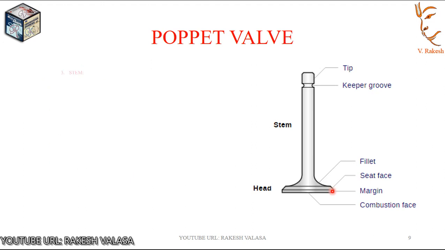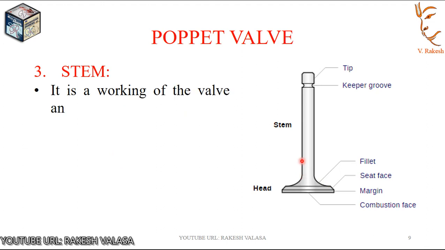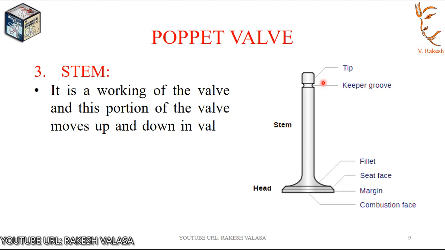Next part is stem. It is a working surface of the valve and this portion of the valve moves up and down in the valve guide. The heat of the valve head is conducted to the stem and it is dissipated to the cylinder head through the valve guide.